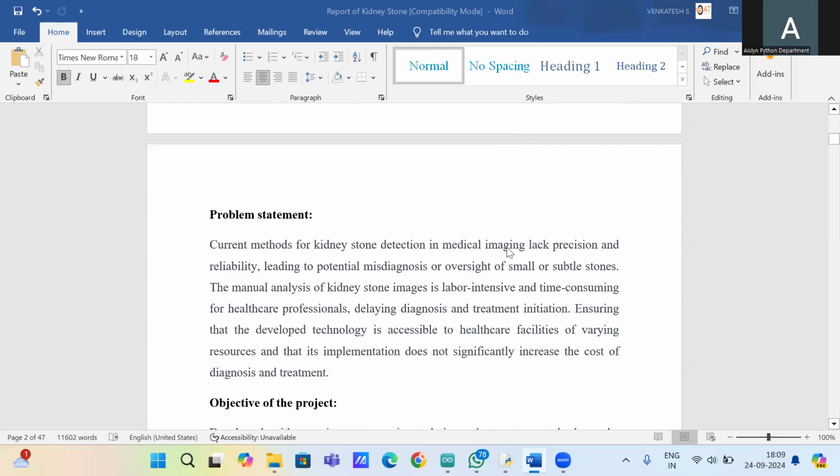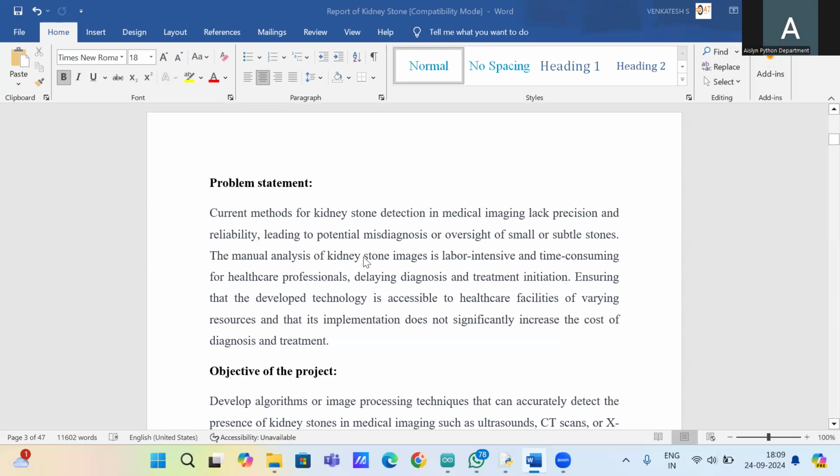I will explain the workflow. So we'll have a good diagram. Before that, I will explain the problem statement.